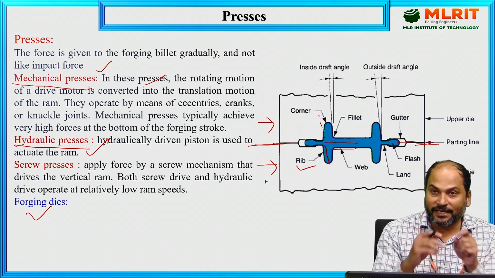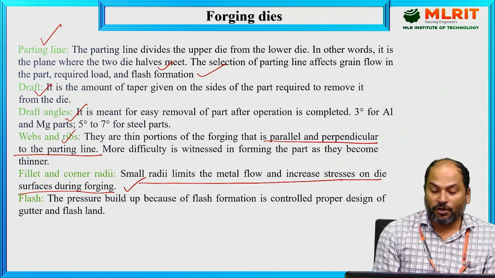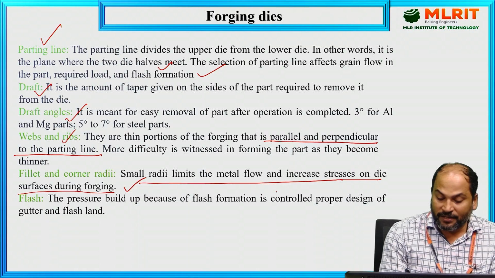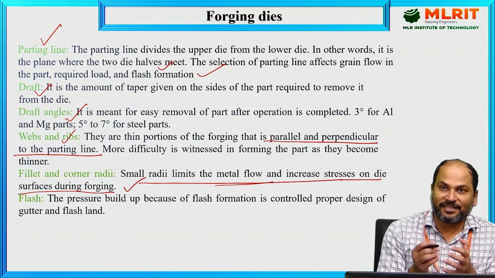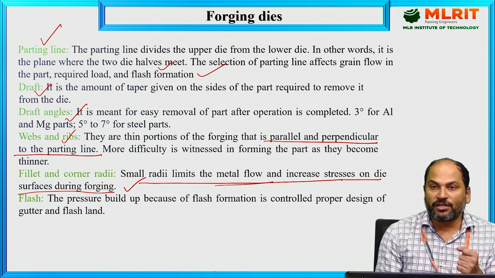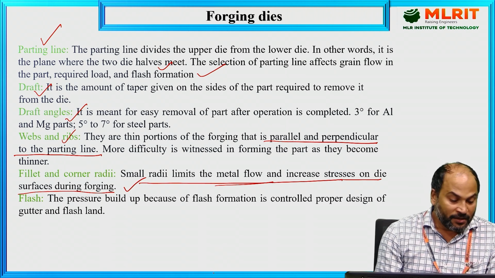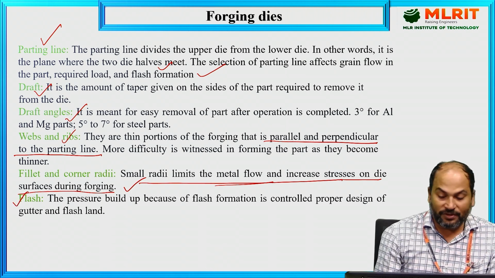So if the radii or the fillet is very small, no need to tell what will happen. It will limit the metal flow, and if metal flow is limited, it means it is restricted. So what will happen? There will be more stress on the die. Okay. Next is flash. Flash is actually the extra material.